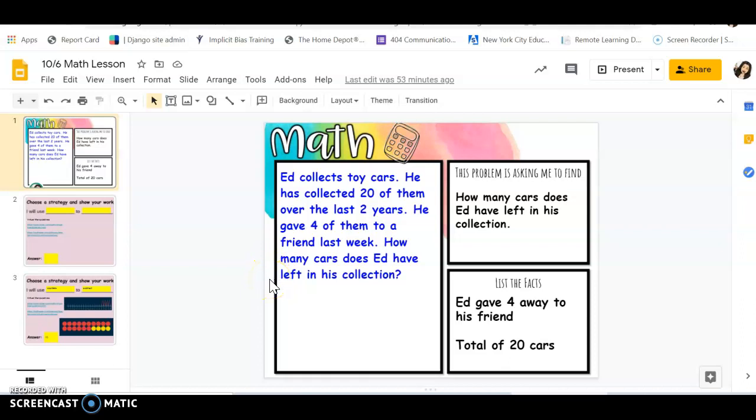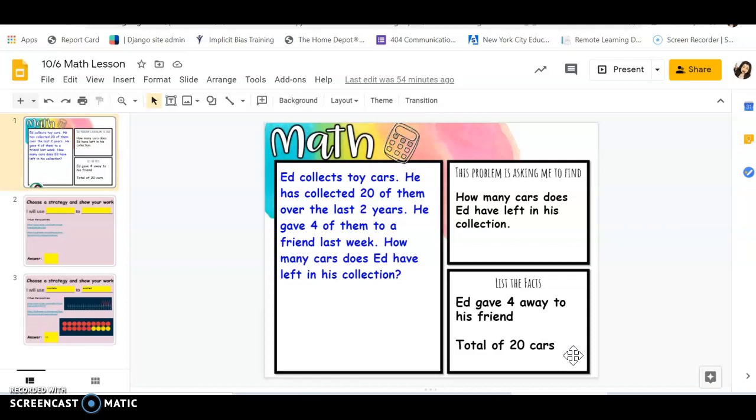And yesterday we spoke about what this problem is asking me to find, and we said how many cars does Ed have left in his collection? Some groups even said what is the difference he has now that he has given 4 away. And then we listed some facts that would help us figure out how many cars he would have left in his collection. We said an important fact was that he gave 4 away to his friends and that the total cars was 20. So today, our lesson was going to choose a strategy and solve using that strategy.